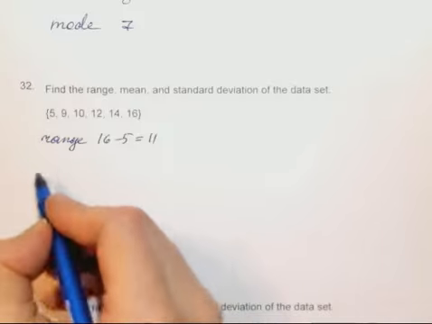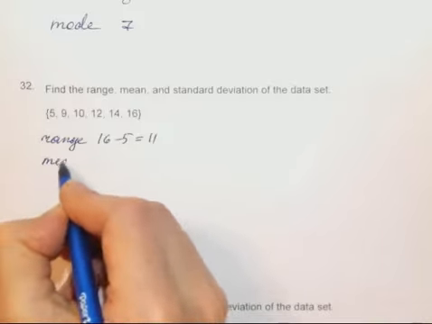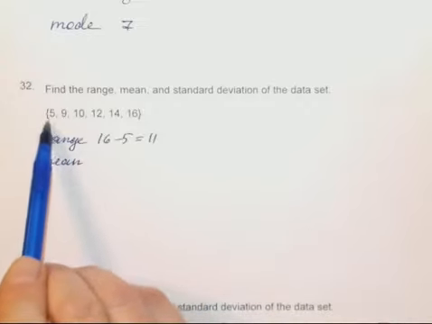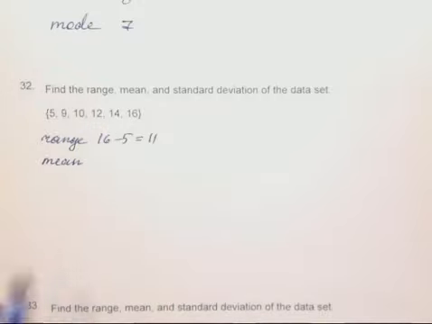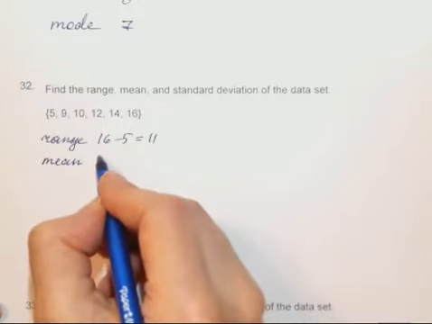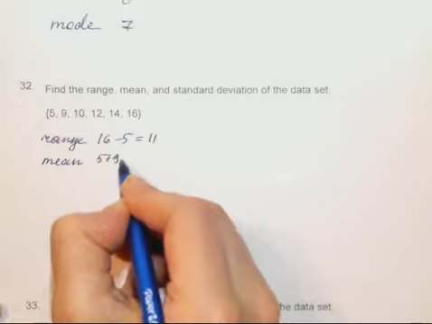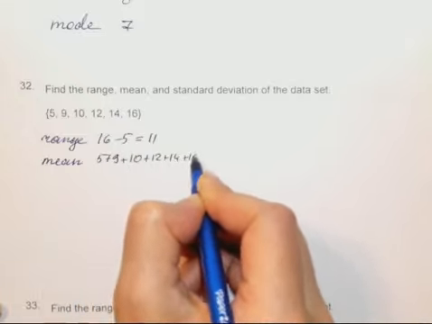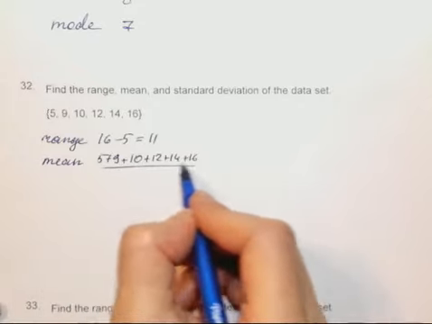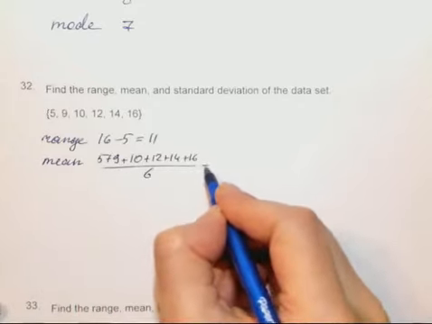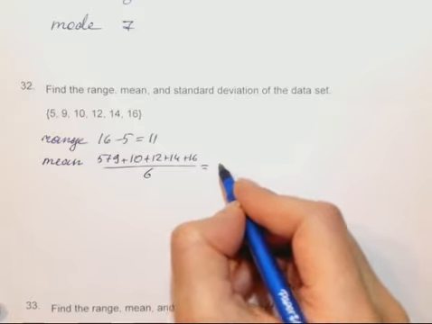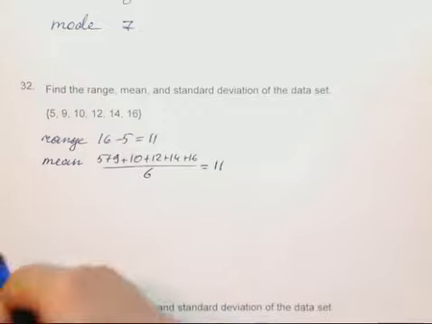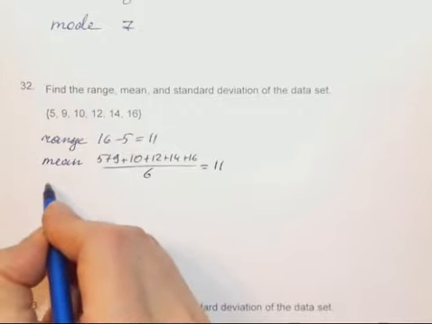The mean is, so for mean it's not important that it's organized. We must add them up. 5 plus 9 plus 10 plus 12 plus 14 plus 16 and divide by 6. It will be the mean, and this is also 11, 66 over 6. Then we want to find the standard deviation.